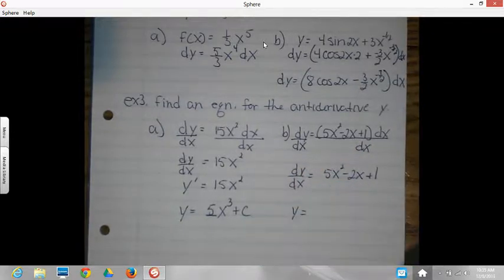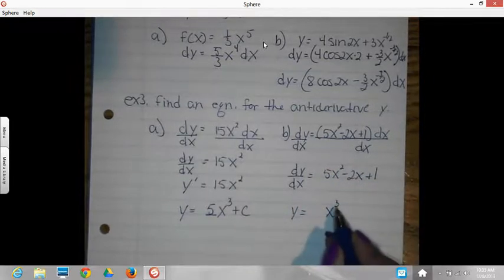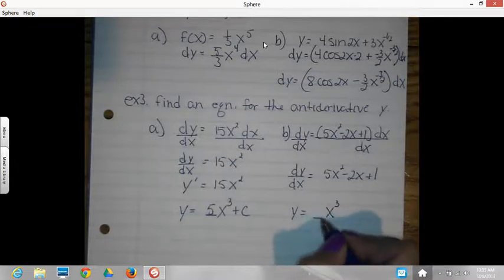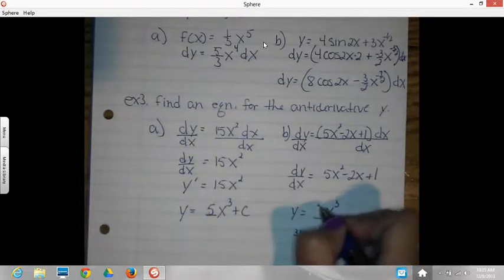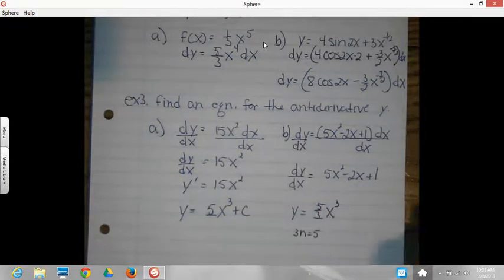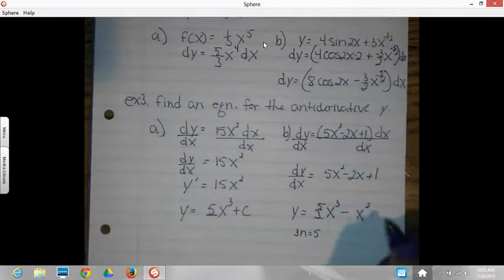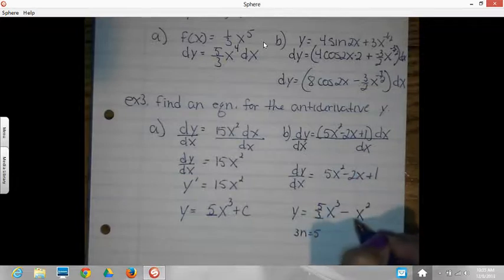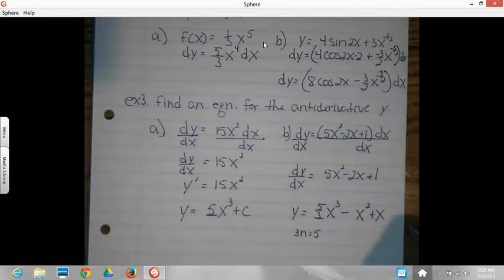So I know this term has a cubed. So now I need to know 3 times what number here has to give me a 5. Well, 3 times some number has to give me a 5. Divide by 3, I can see it's 5/3. Minus, this one has to have an x squared. And if I check the derivative, the 2 would come down. 2x to the first, that's exactly what I have, so I don't need anything there. And this, what's going to give me a derivative of 1, is x, and then I need a plus c. Okay, that's all I've got.